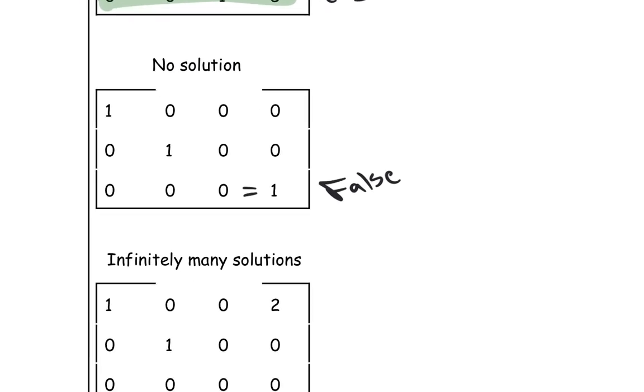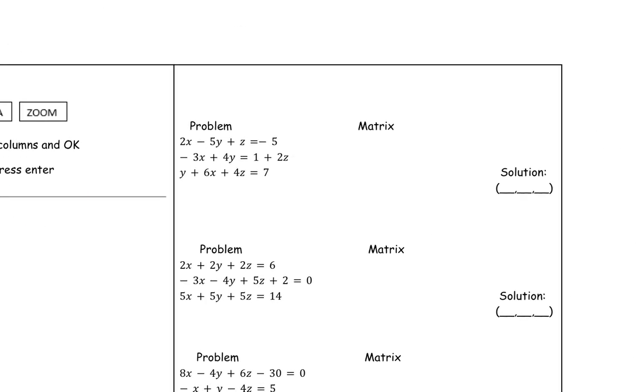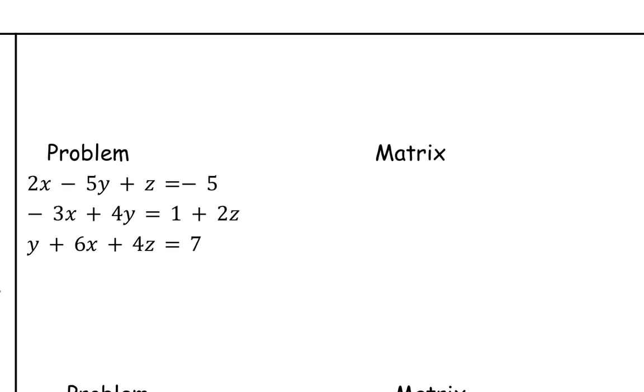And then the last one is where you don't have a 1 in the diagonal, but the last number is also 0. Again, if you put an equal sign, we have a true statement. And when you have a true statement, that means it's infinitely many numbers. So now let's try these problems. We're going to start with the problem, converting it to a matrix.